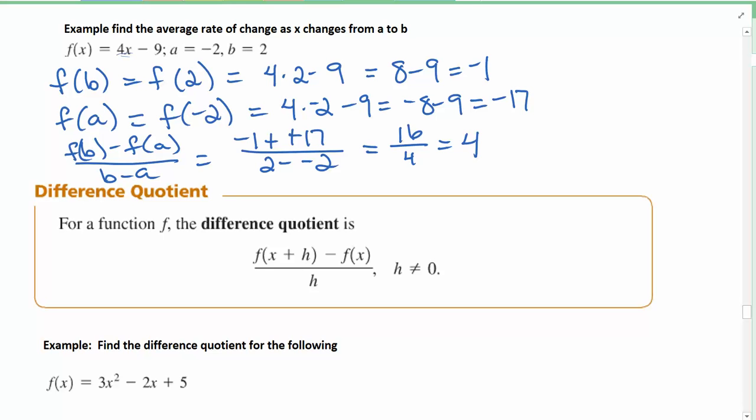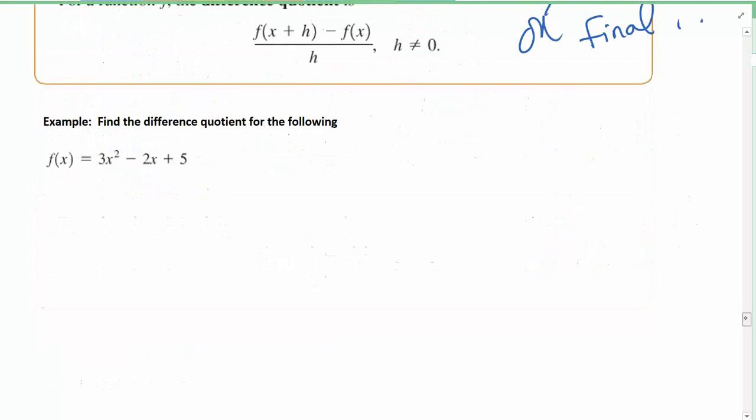Okay, another idea that you need for calculus is this idea of the difference quotient. And this is just some algebra practice. You are guaranteed a question like this on the final. They will absolutely give you a difference quotient question on the final. And so let's practice a few of these problems because they're kind of fun.